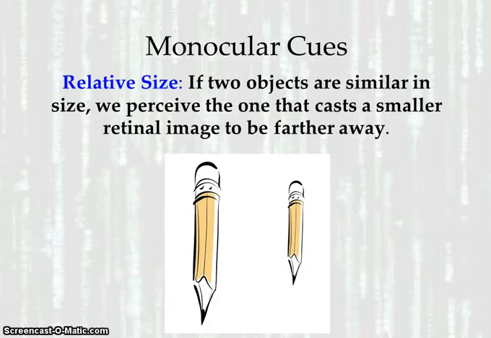Now, moving on to monocular cues. When we're trying to judge farther distances, we often use one of our eyes. Monocular cues means it's available to either one eye or the other. The first monocular cue we need to talk about is relative size. If two objects are similar in size, we perceive the one that casts a smaller retinal image to be farther away. So the smaller something is, the farther away we assume that it is. So these two pencils, we assume that because this one is farther away, it is smaller, or because it's smaller, it is farther away from us. In reality, they're the same distance to us.